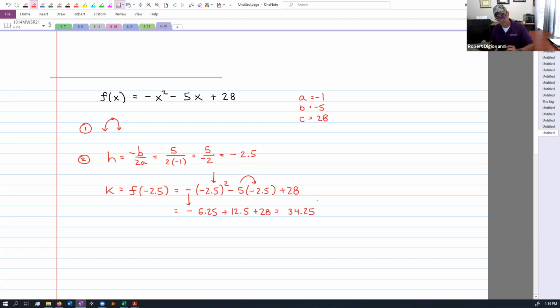$34.25. Yeah, that's what I got. Okay, so we have a very weird vertex. The vertex is negative 2.5, 34.25, like that. Agreed, everyone? Is that right?